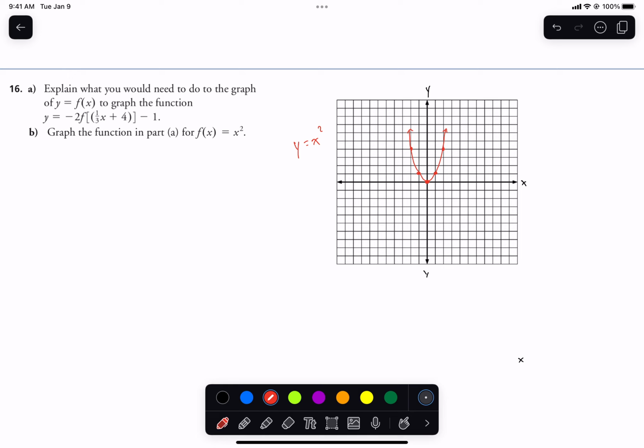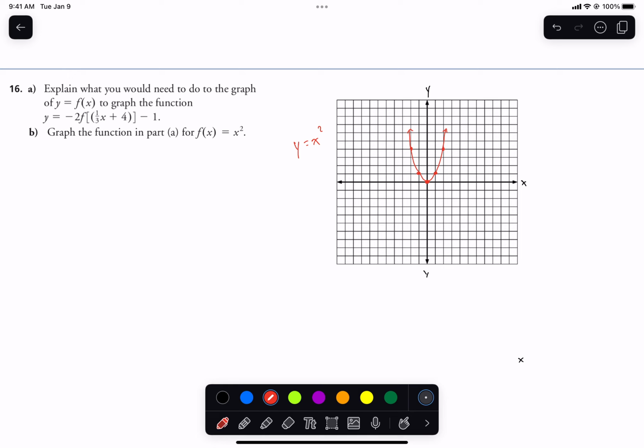Okay, so this is number 16 on your review. We've been doing lots of transformation stuff. So what we're going to do here is describe the transformations that would have occurred to the original y equals f of x function, and then apply it to the graph of y equals x squared, or f of x is equal to x squared.